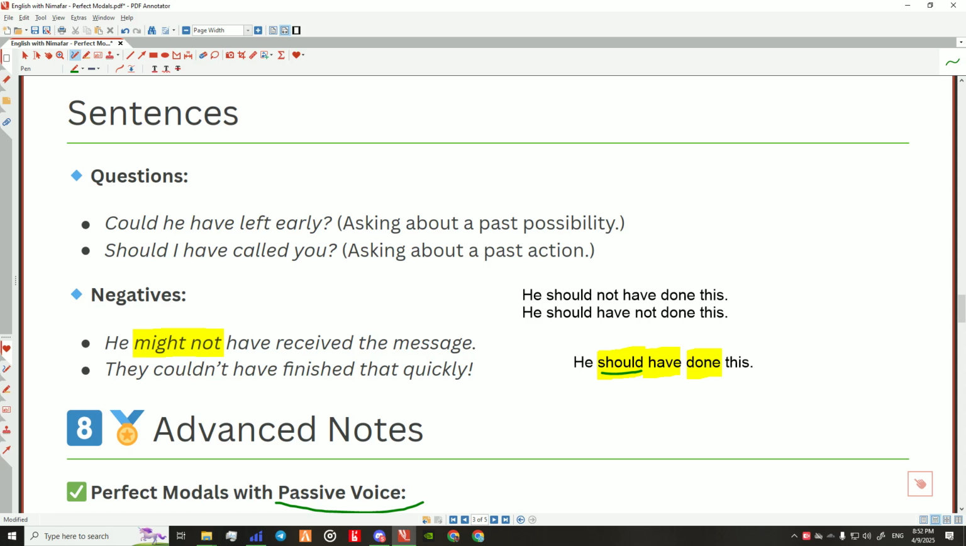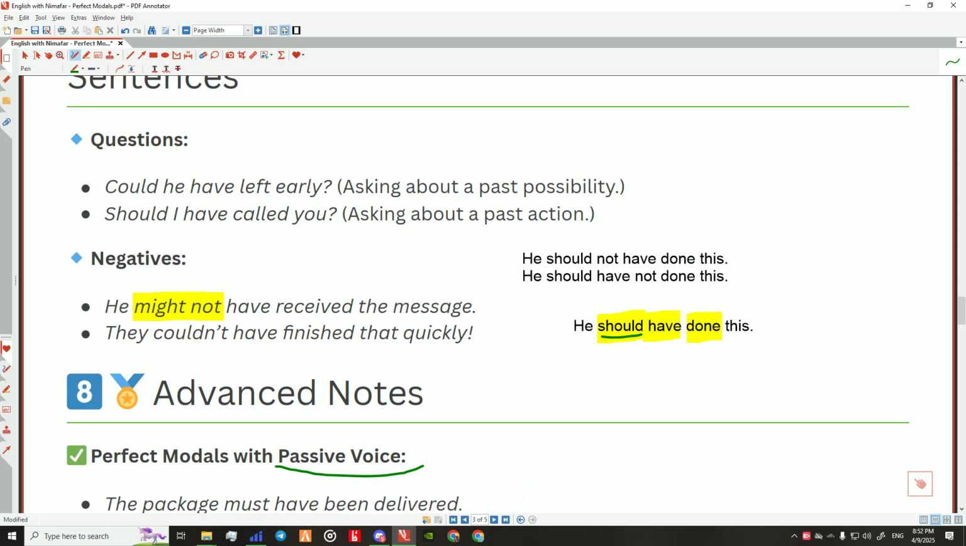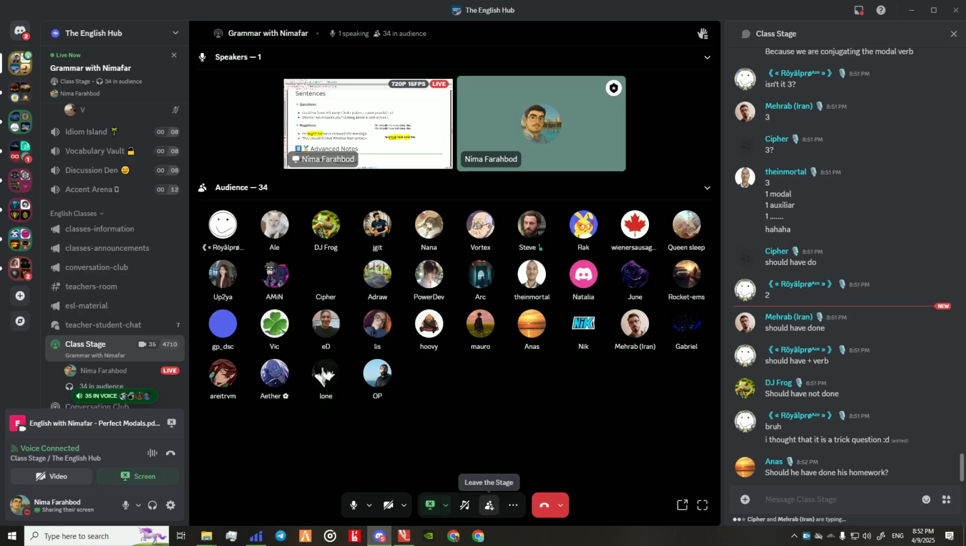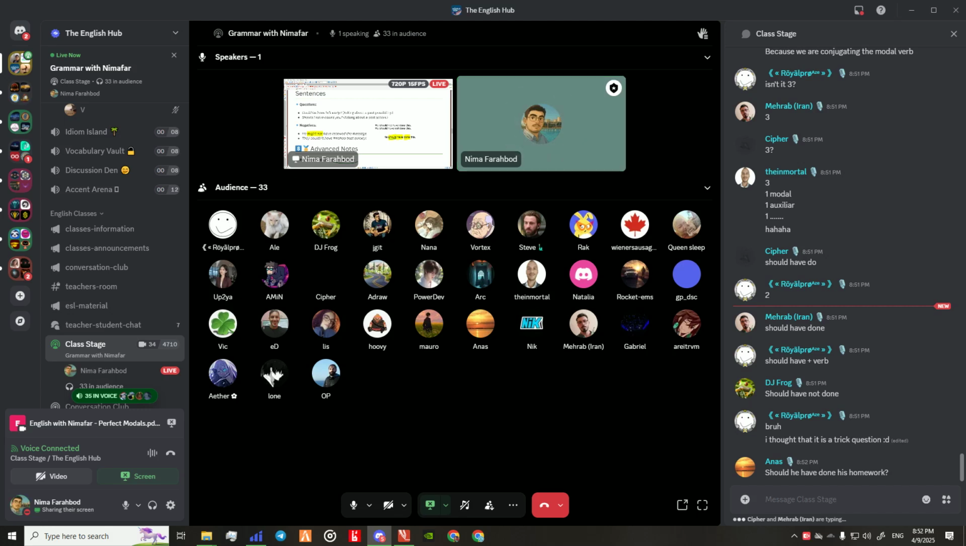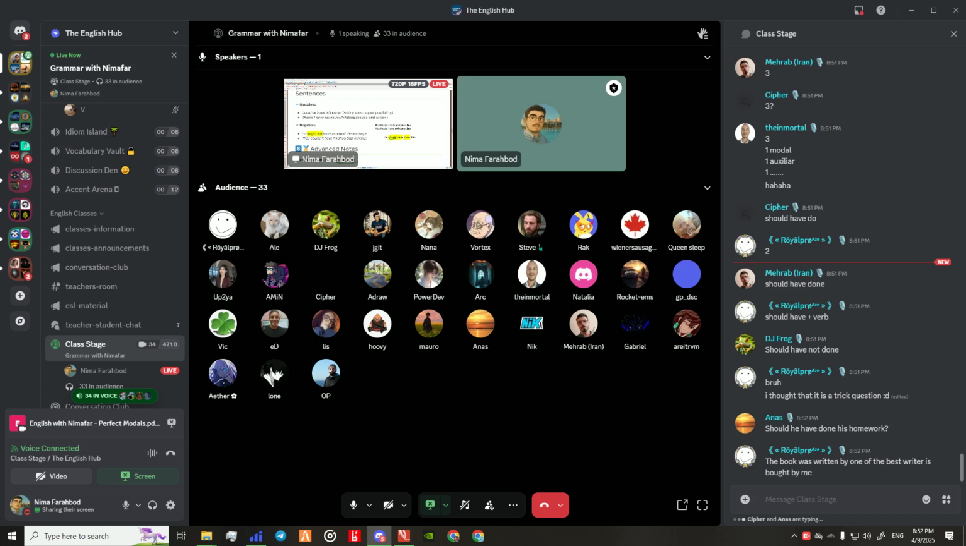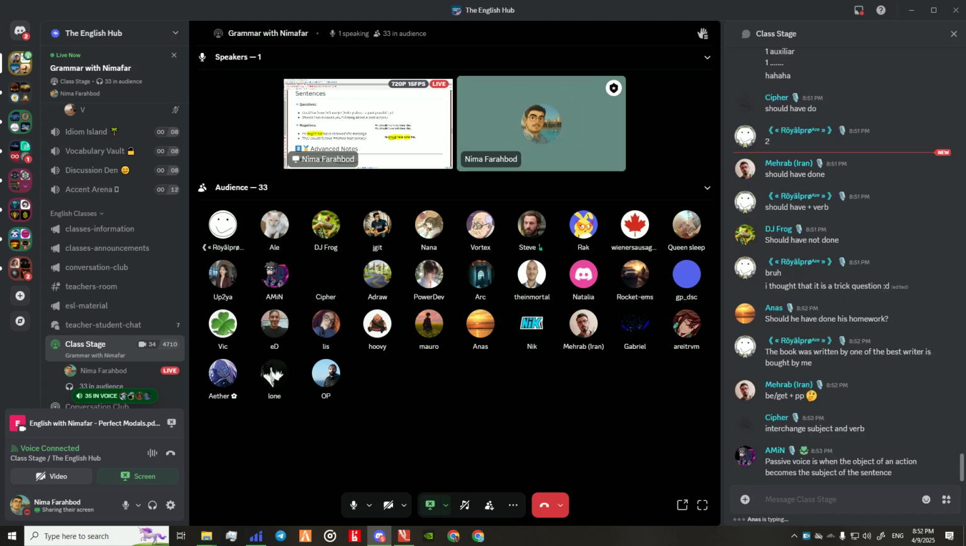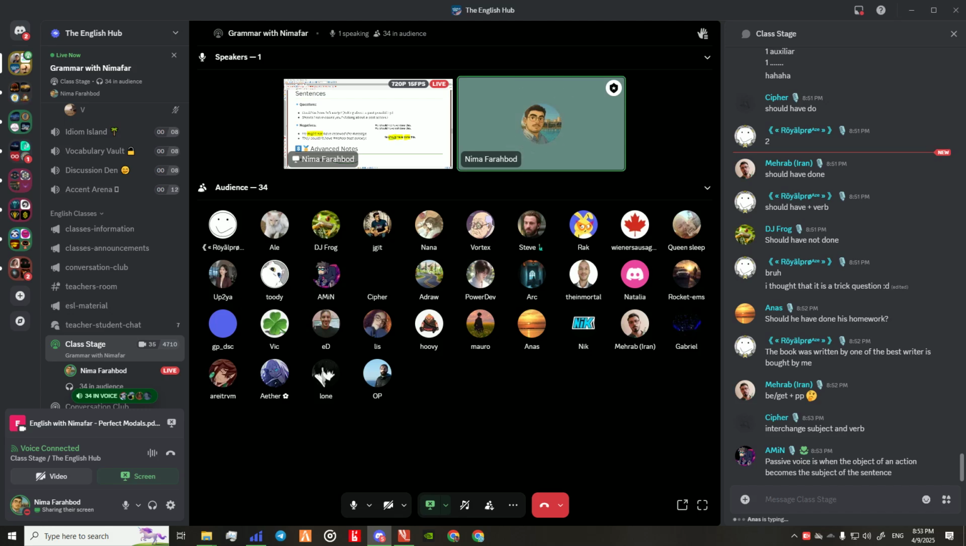This part is the most important part. There are some really interesting points. So if I were you, I would listen carefully to this part. First of all, what is passive voice? What does it do? Should have not done? No. Should have. Very good. It was easy. Yes, Rael. It was easy. Be plus past participle. So what does it do? Very good. You're right, Mehra. What does it do? The book was written by one of the best writers.